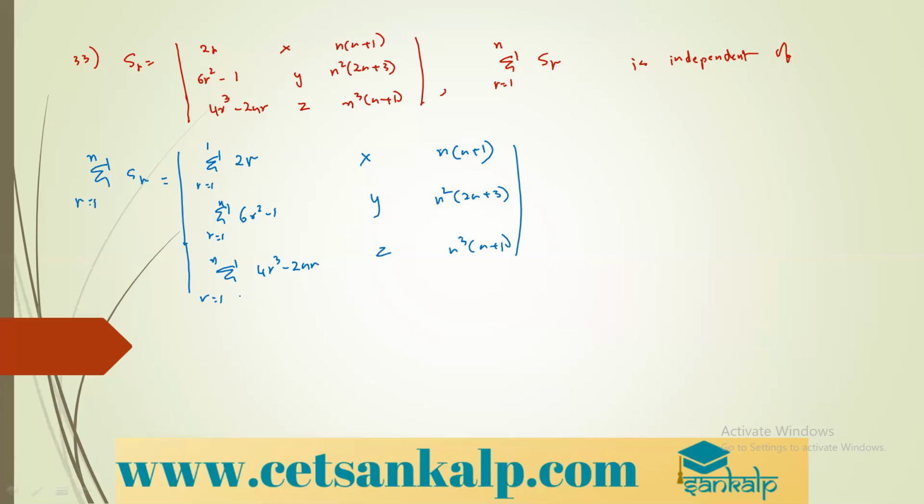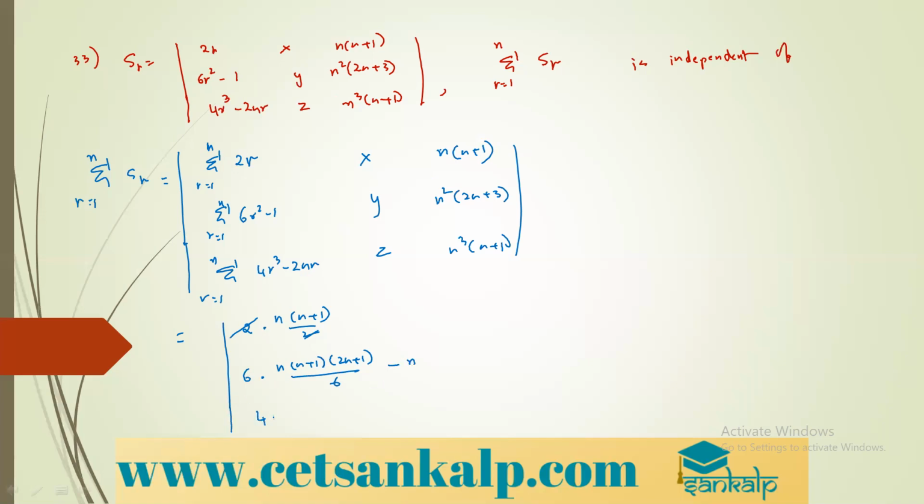Okay. So how can I write this? We know some formulas. When I pull out 2, the formula for sigma r, where r is from 1 to n, is n into n plus 1 by 2. 2 and 2 cancel. Then when I take 6 outside, sigma r square is n into n plus 1 into 2n plus 1 by 6, minus sigma 1, which is n, of course.